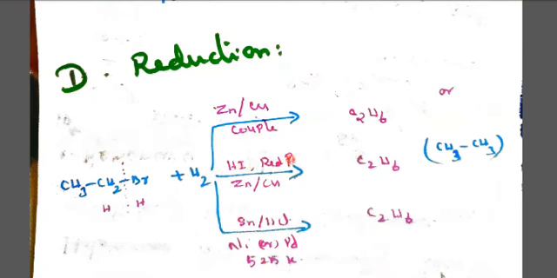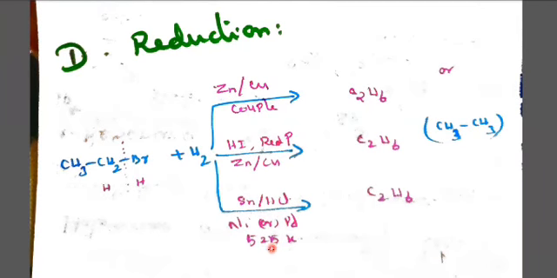Then HI with red phosphorus. Whenever you add hydroiodic acid, you should add red phosphorus in order to remove the hydrogen iodide. In one of the alcohol lessons, I will explain how red phosphorus reacts to release the hydrogen. Or a zinc couple is used, or tin and HCl: you take a beaker of hydrochloric acid and immerse the tin rod, and immediately it gives hydrogen. That hydrogen is captured for the reduction reaction. Or nickel or palladium at a temperature of 525 Kelvin. These are the different reducing agents.